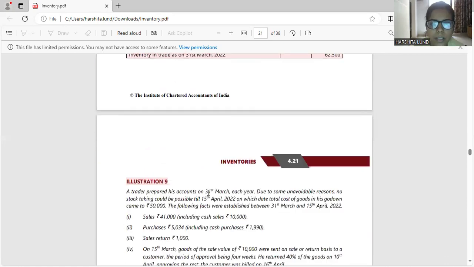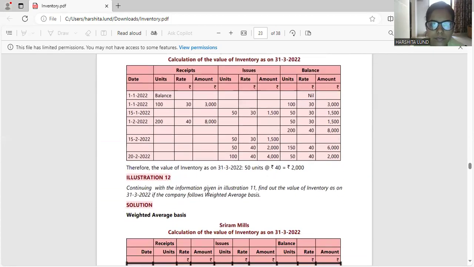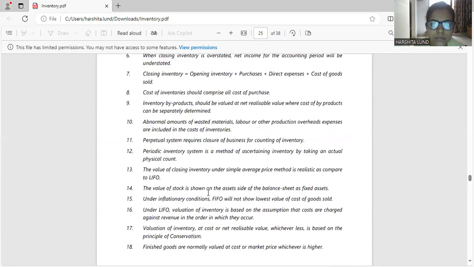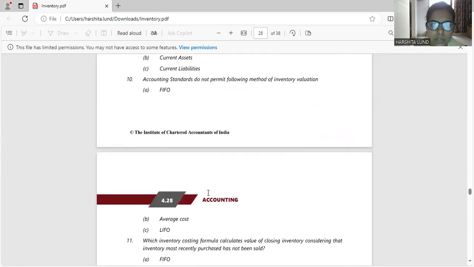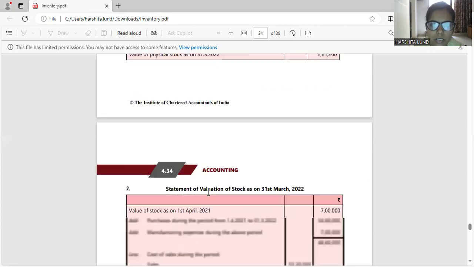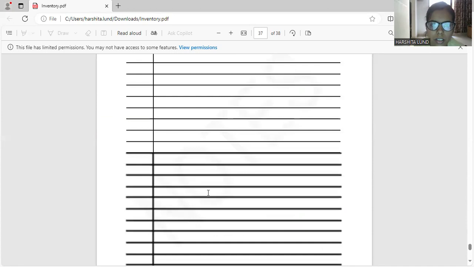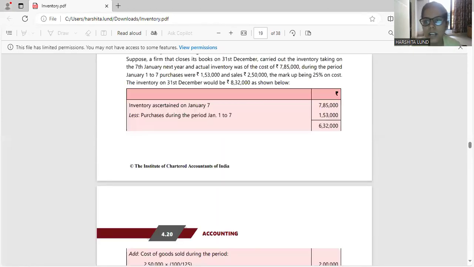All these examples will be covered in the next lecture. These are the MCQs which will be covered, and these are the practical questions. So we are done with the explanation part.